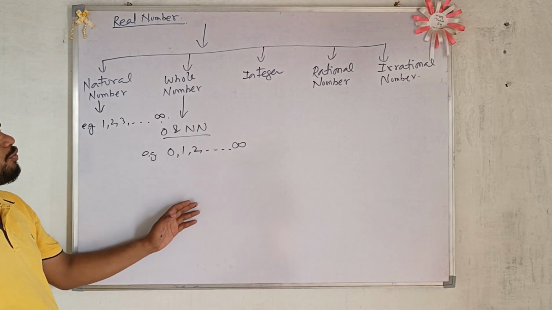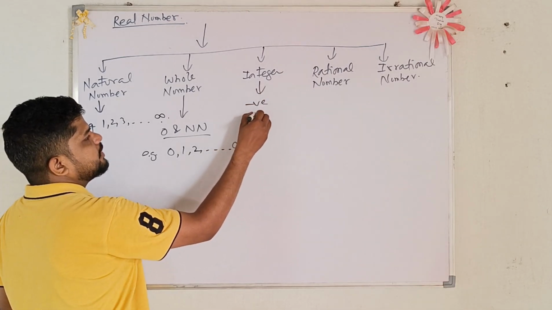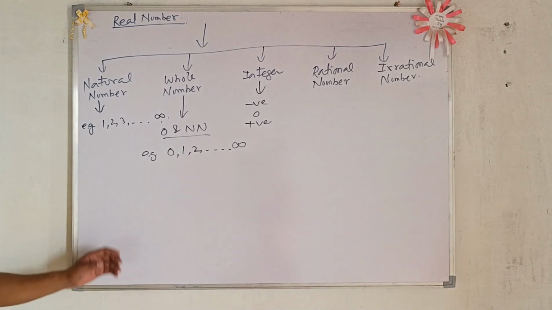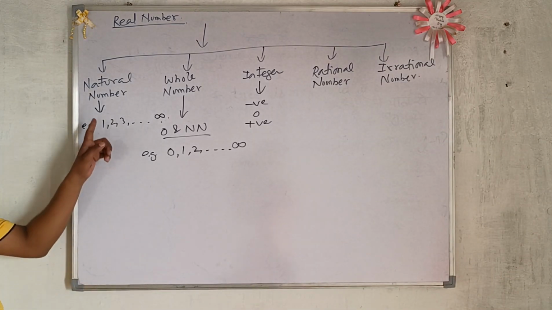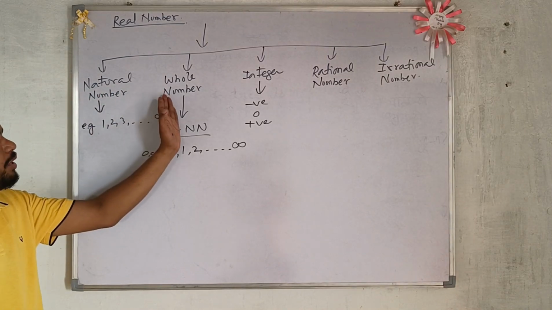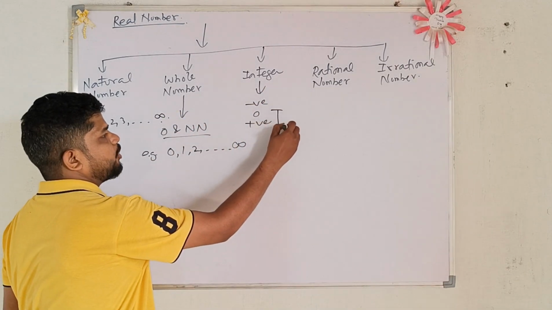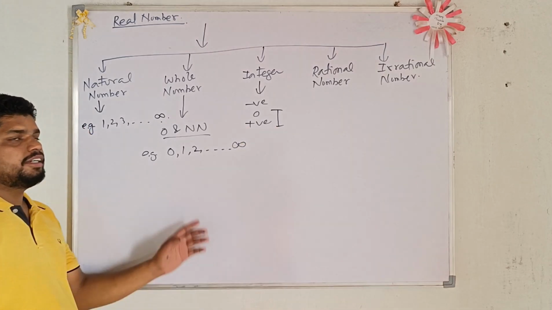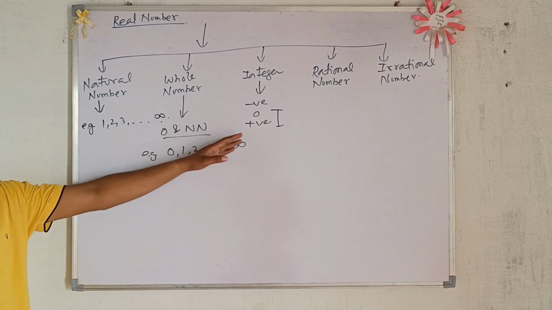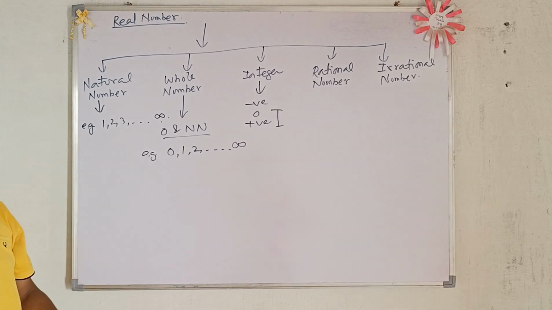What is an integer? We know from class 8 that the set of all the negative numbers, 0 and the set of all the positive numbers is known as integers. The noteworthy point here is that every natural number is a whole number, and every whole number is a part of integers. Whole numbers include 0 and the set of all positive numbers. But when we include the set of all negative numbers with the 0 and the set of all positive numbers, it's called integers. Now talking about the rational numbers.